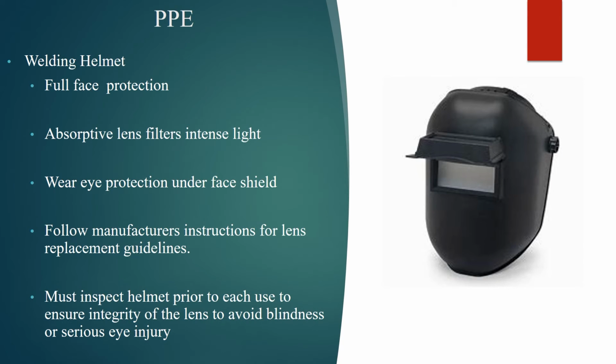Welding helmets provide full face protection and contain an absorptive lens in order to filter the intense light emitted when welding. You must also wear other eye protection under the welding helmet. Follow manufacturer's instructions for welding helmet lens replacement guidelines. Welding helmets must be visually inspected prior to each use. A broken or defective lens could cause a severe injury or permanent blindness.